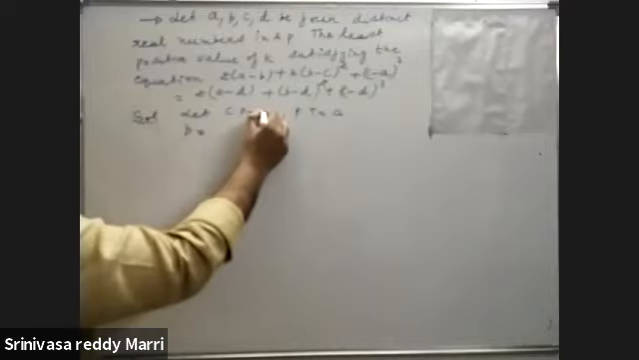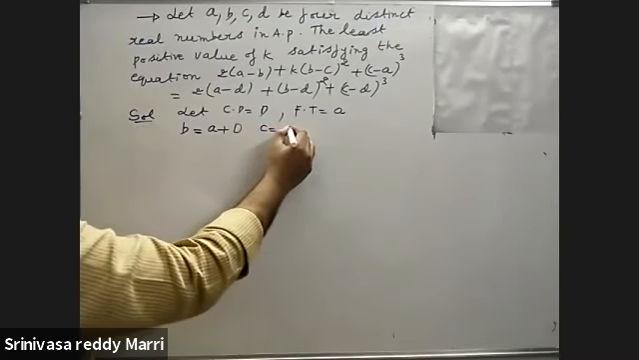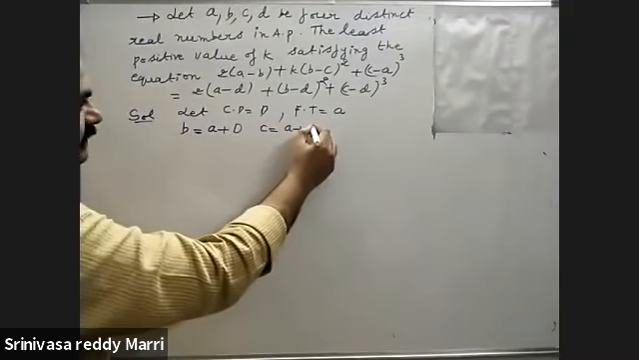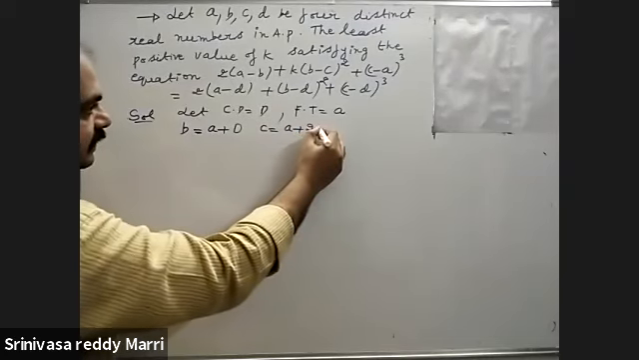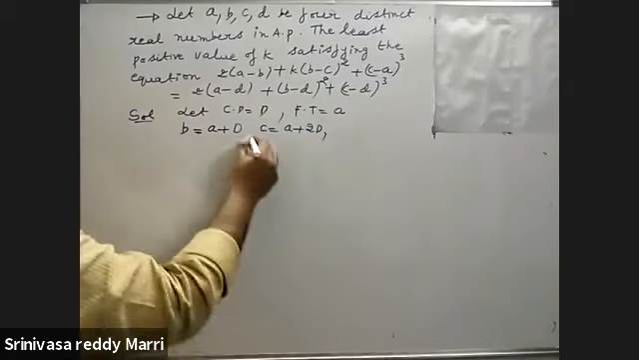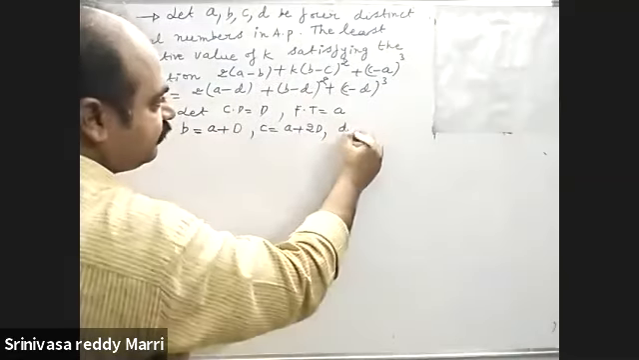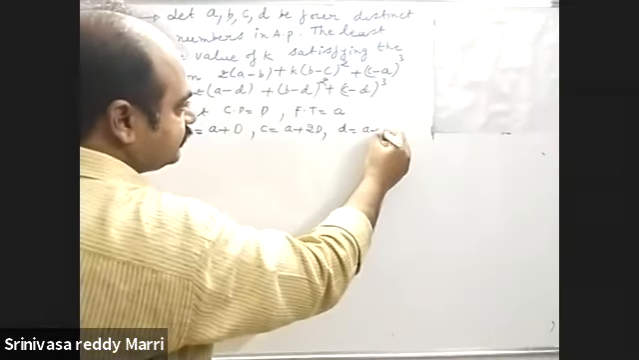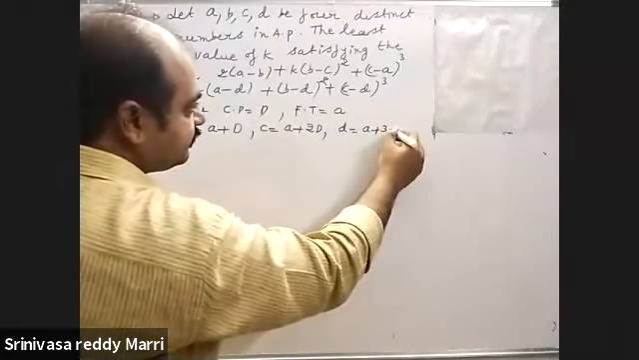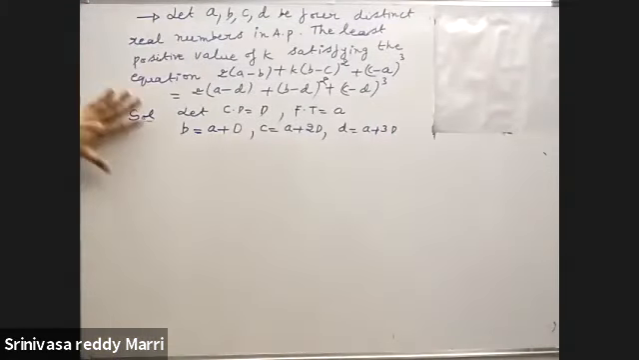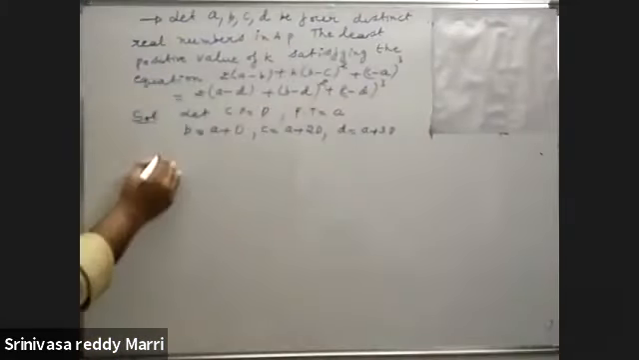Let us say the common difference is capital D, because small d is already given. B is nothing but the second term, that means A plus (2 minus 1) into D. C is the third term, that means A plus 2D. D is the fourth term. First step is writing every term in terms of first term and common difference. Now take the equation and substitute.